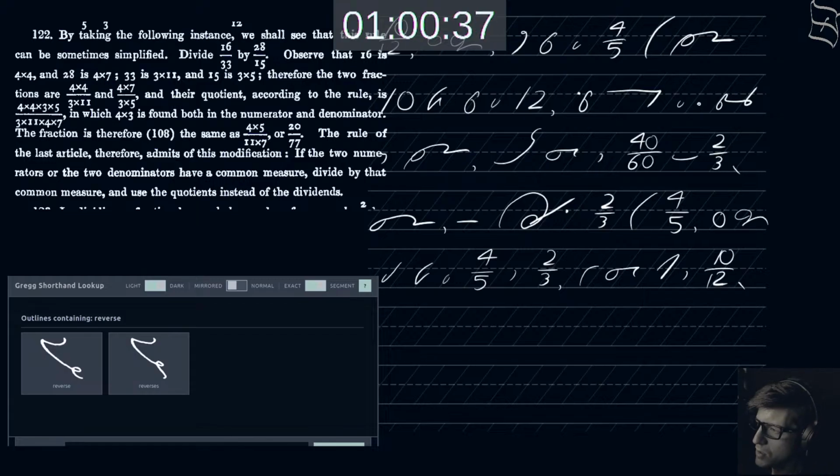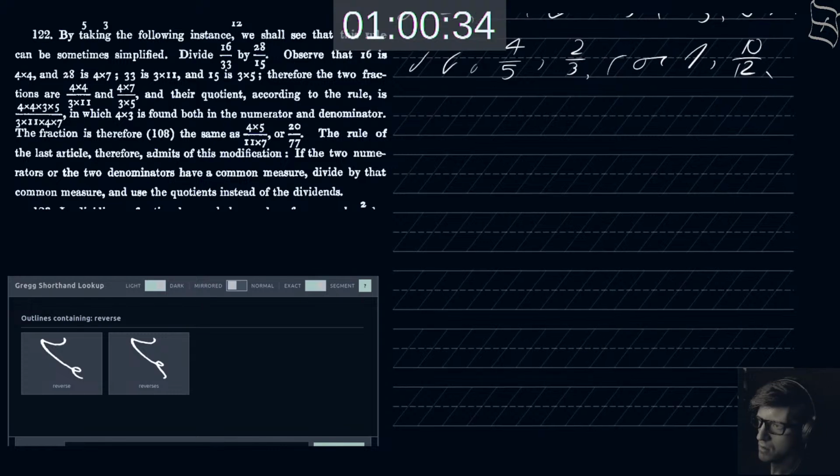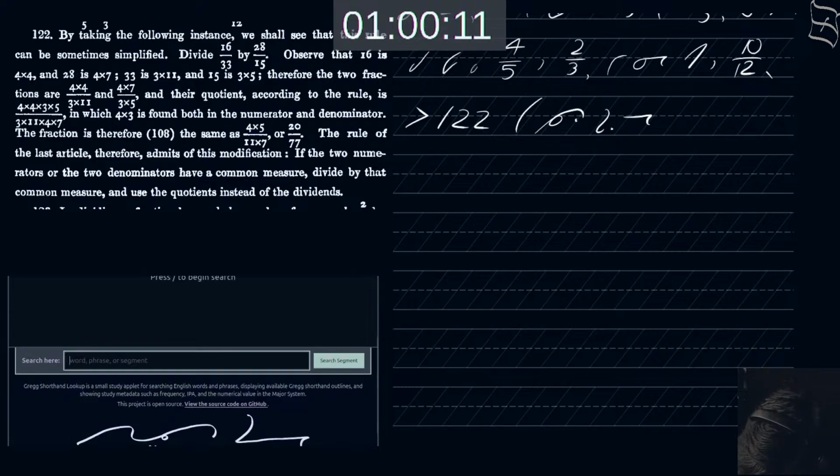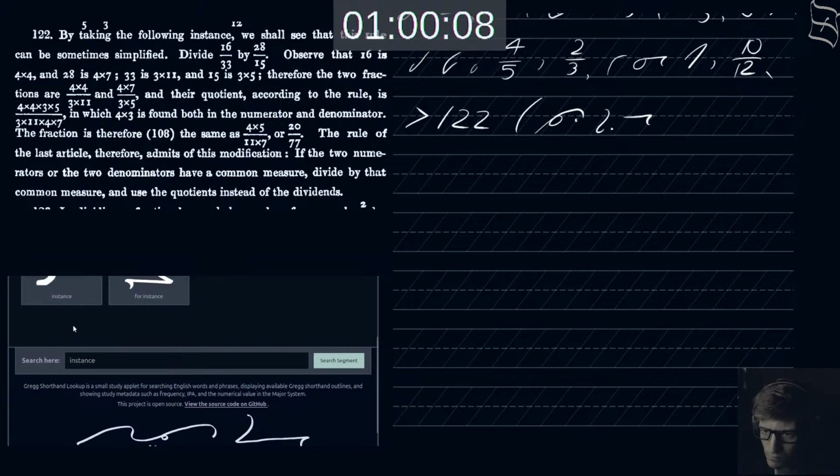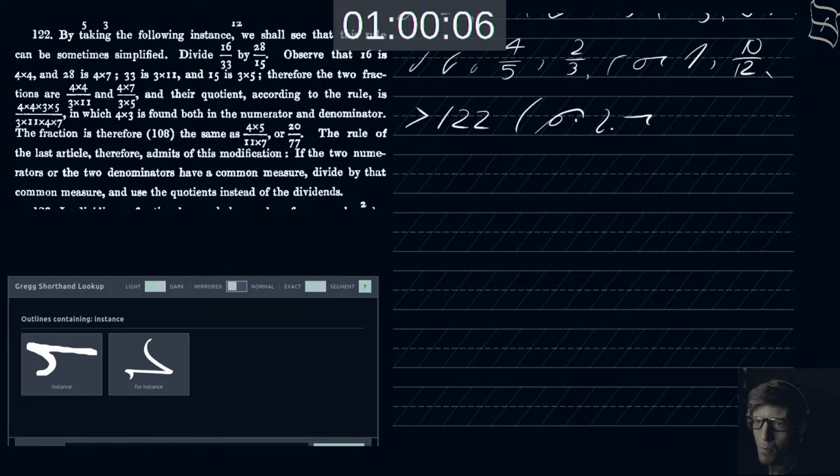Article 122, move down the page. By taking the following instance, yeah, it's instance. So what is instance? Same thing. We shall see that this rule can be sometimes simplified.